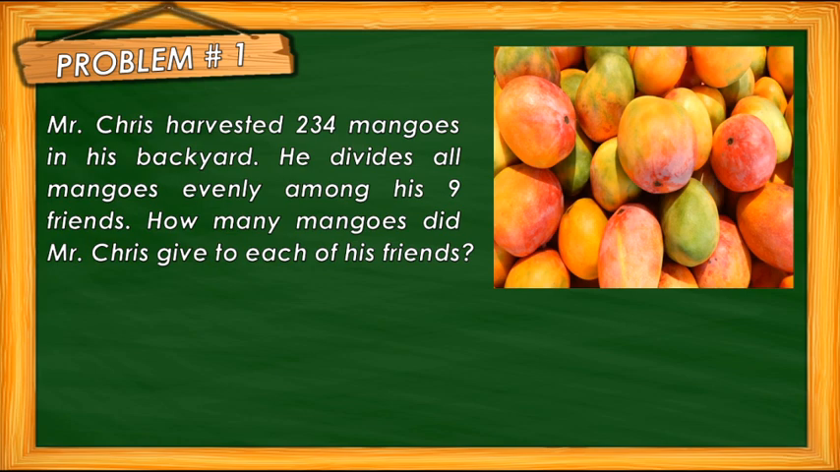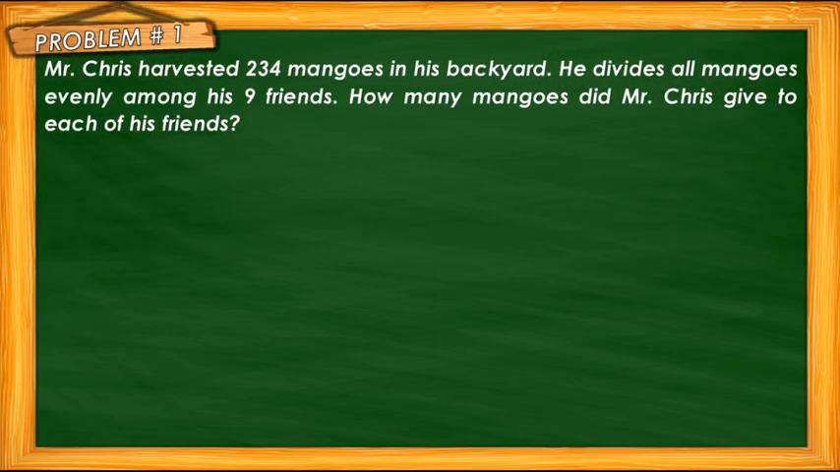Okay, so let's have some problem solving. Mr. Chris harvested 234 mangoes in his backyard. He divided all mangoes evenly among his 9 friends. How many mangoes did Mr. Chris give to each of his friends? So in solving this problem, we need to use the 4 steps of Polya.